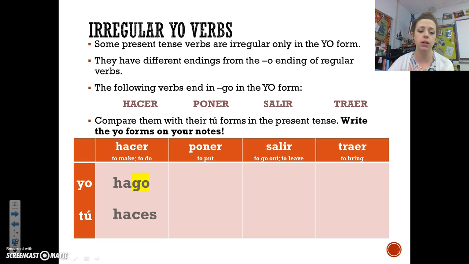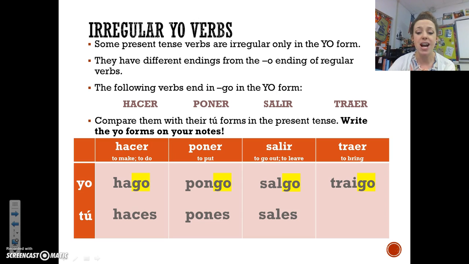So notice that after the yo form, that's irregular, I just take off the er and then add er endings, which for the tú form is es. Okay, so then for poner, the yo form is pongo, and then the tú form is pones. For salir, the yo form is salgo, and then the tú form is sales. The yo form of traer is super irregular because it actually adds an i in it as well. The yo form is traigo, and then after that it's traes.